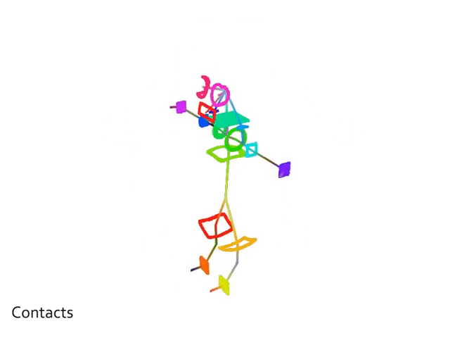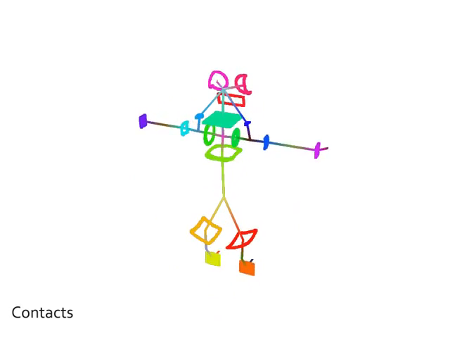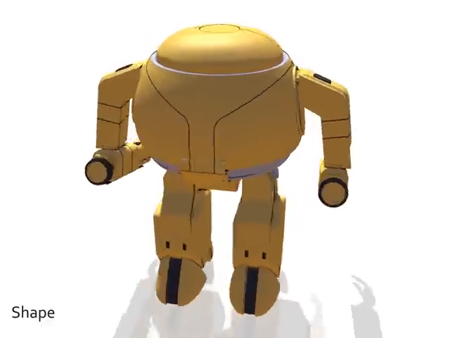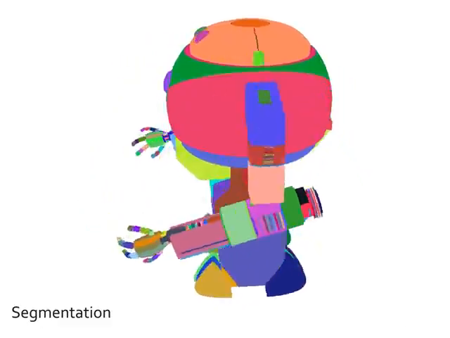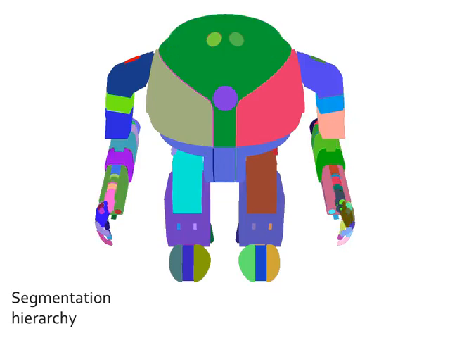The algorithm then looks for contacts between parts. Here we see the graph of connections between parts. This is the shape analysis for a more complex shape. The segmentation into parts, the PCA for each segment, and the contact analysis.